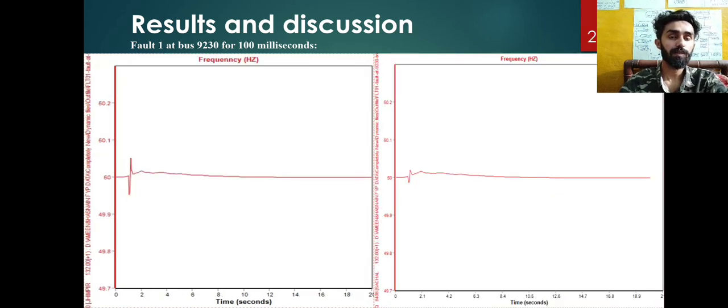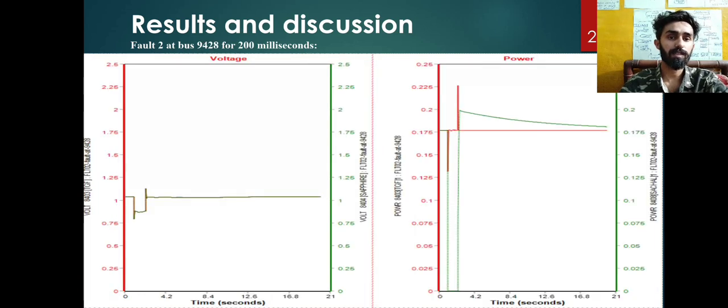We also had frequency disturbances at the same time when we applied the fault at bus 2930 for 100 milliseconds, but it didn't remain for quite long. It just remained for a very short time, 100 milliseconds, and then it disappeared and stabilized itself. The same is the case with the 200 millisecond fault.